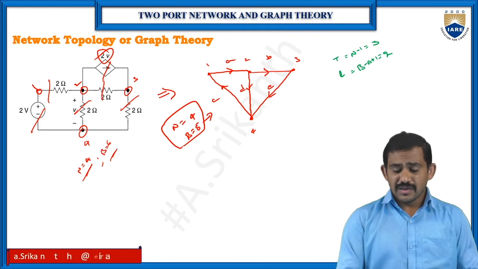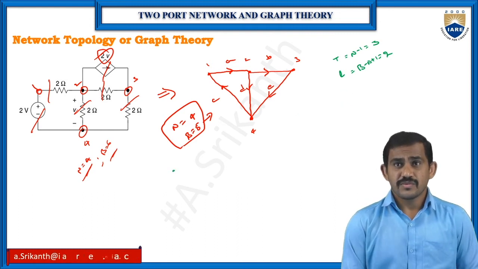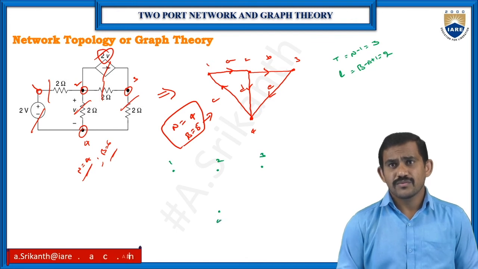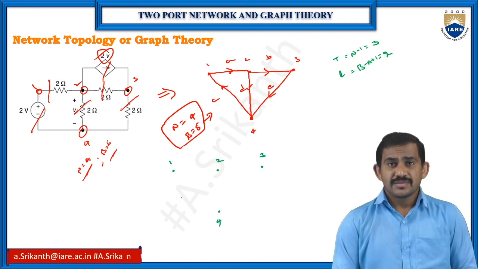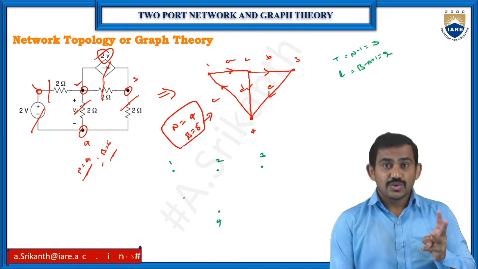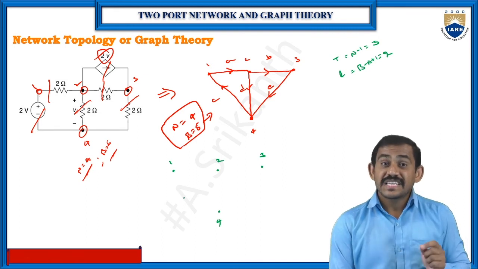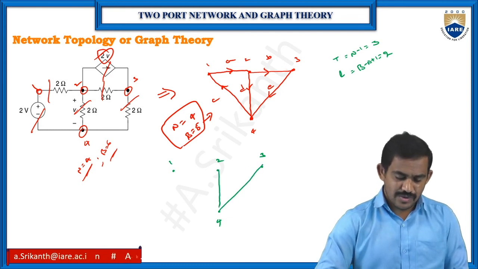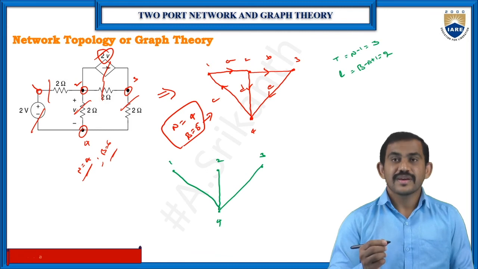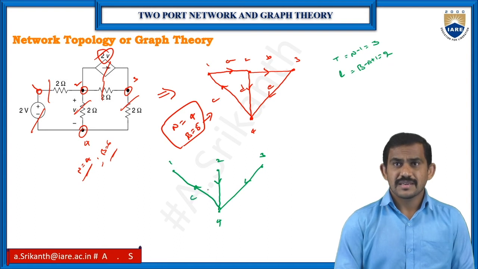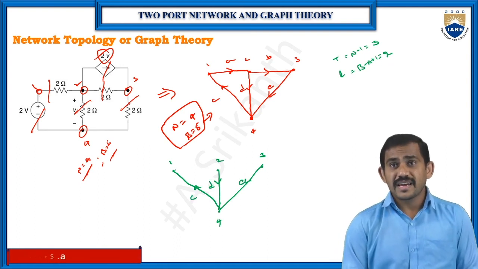Now just draw the original graph between the same nodes 1, 2, 3, and 4. Then your trees. How many tree branches do we have? 3. And what is the condition for a tree? It should not form a closed loop and it needs to connect each node. So I have 3 branches, and I will draw like this. It is very simple, 3 lines. Okay, so C, D, and E. The remaining are co-trees.